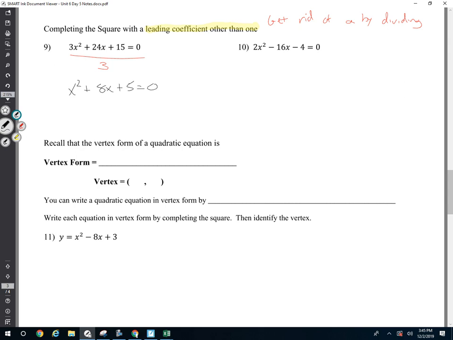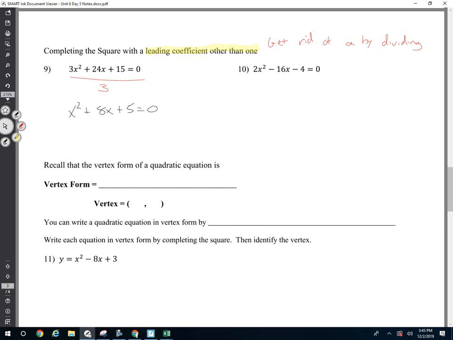We're on the next page. A is like ax squared plus bx plus c, so like the general form of a quadratic. Divide by a. Okay. Mr. Quinn, now that I have x squared plus 8x plus 5, subtract 5.